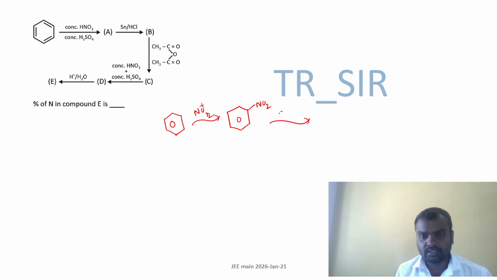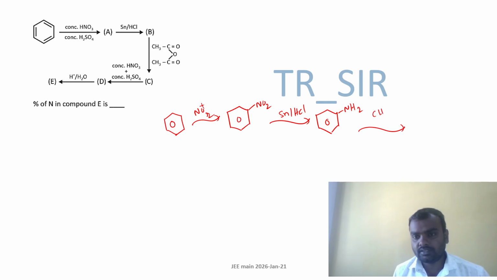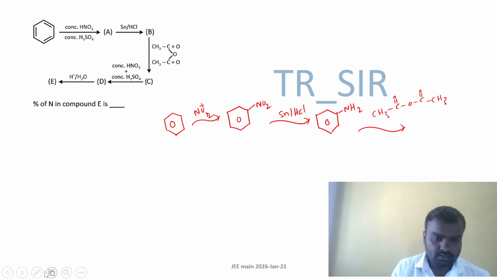Now this nitrobenzene, Stefan's reduction if you do, NO2 converts directly into NH2. You got it. Now if you treat this with the anhydride, CH3, C double bond O, O, C double bond O, CH3. So here, what to do now?